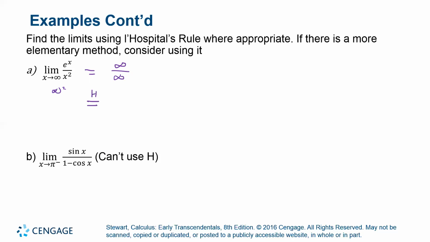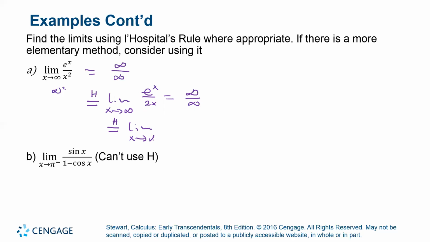We put h there, indicating that we're applying L'Hopital's rule, meaning differentiate the numerator and the denominator. So this is equal to the limit as x gets bigger and bigger. Differentiate the numerator, you have e to the x, and differentiate the denominator, which is 2x. Again, when you plug in, as x goes to infinity, you get infinity over infinity. So that means we have to apply L'Hopital a second time. Remember, I told you that you can apply it more than once.